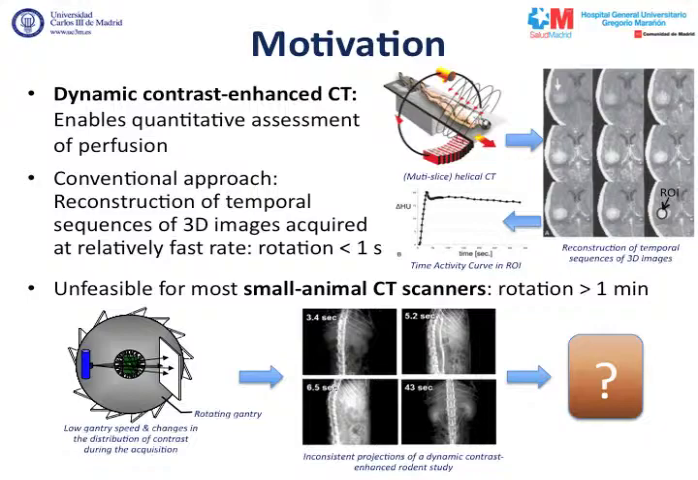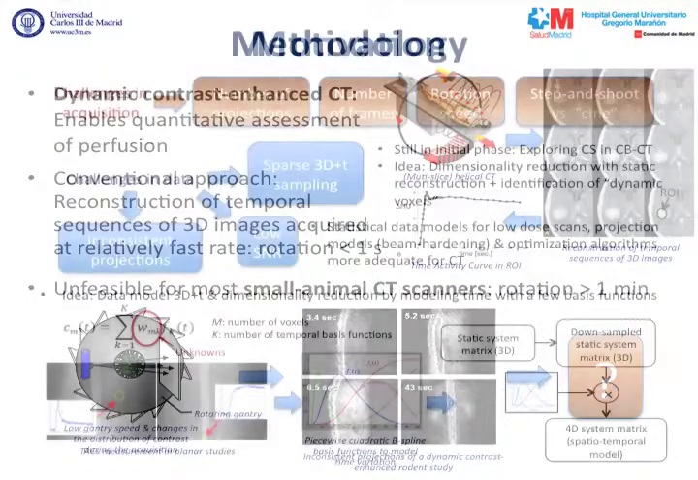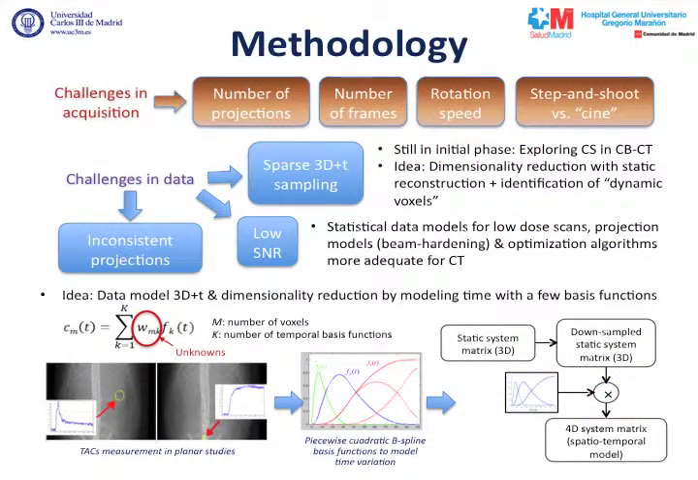So the goal of this project is to substitute this question mark here with hopefully nice time curves. For this, we need to optimize the acquisition in order to obtain the best data set possible from such scanners. And then we need to find ways to reconstruct that data set. We divide our work on reconstruction in 3 main lines. One is focusing on the inconsistency of the projections.